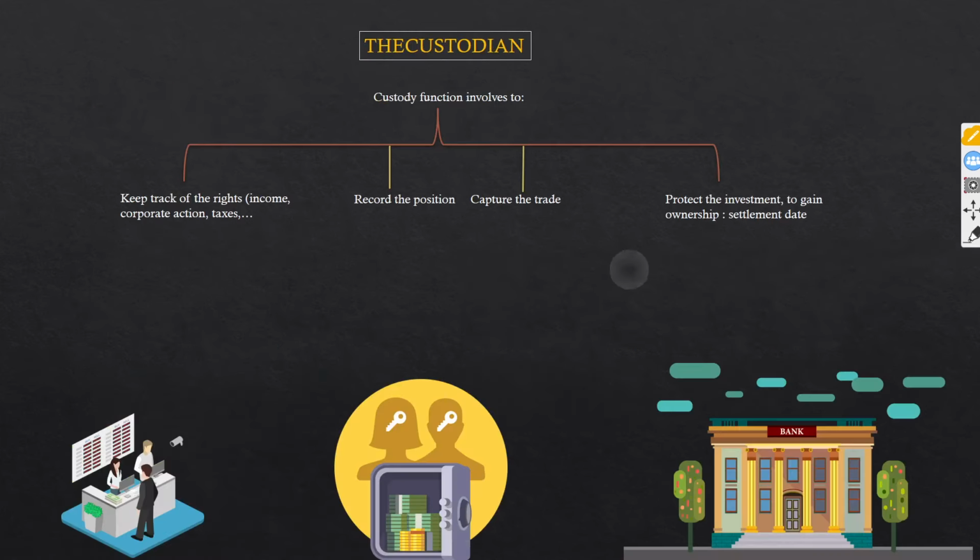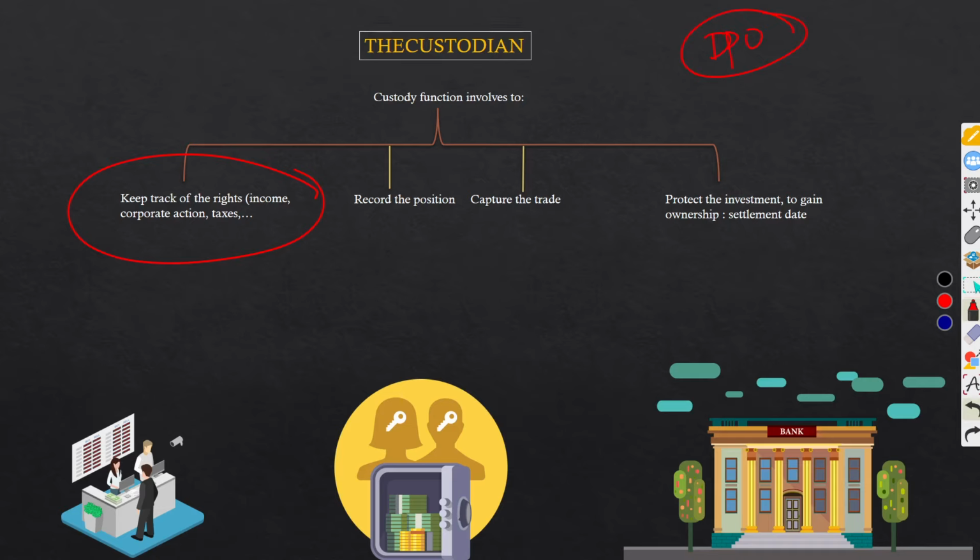See, a modern custodian is responsible for keeping track of rights, income, corporate actions, taxes, and they also provide end-to-end support of the trading system as well. Let's take an example: if any institutional investor wants to apply for an IPO, in that case also they can't directly apply. So it means they take the custodian route. They'll approach the custodian to apply for an IPO. This is how the custodian plays a crucial role.